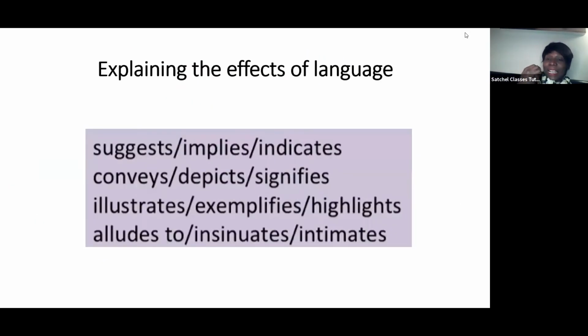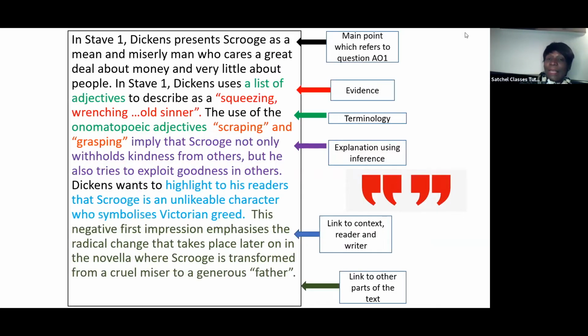What does this look like then when we're analysing? We have to remember that the main focus is about the why. We're explaining the effects of language. So what would this look like? We'd have to make sure that we use words like suggests, implies, infers, depicts to really explain it rather than just describe what Scrooge is like, to really analyse the language. So here is a brief example of something that you could try.